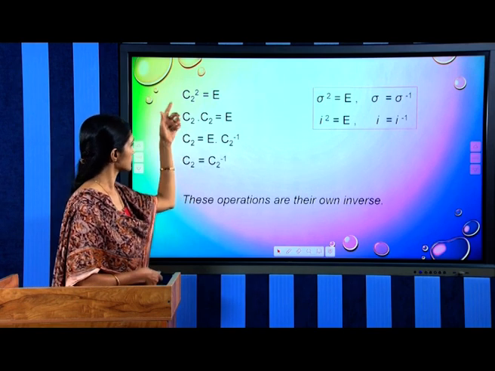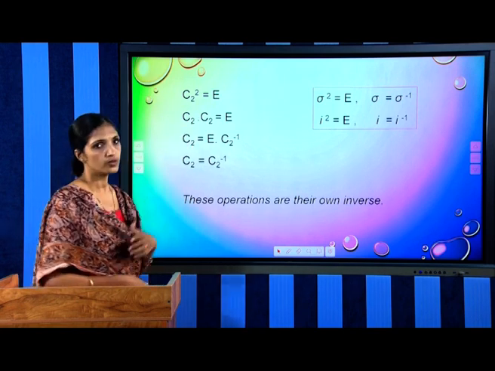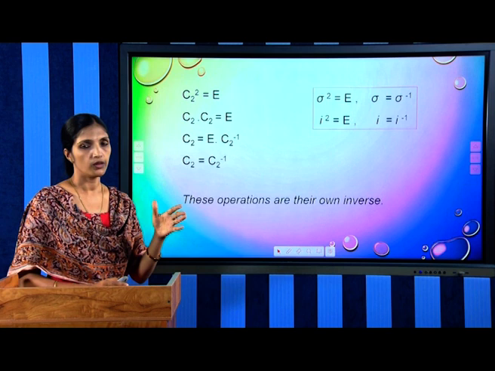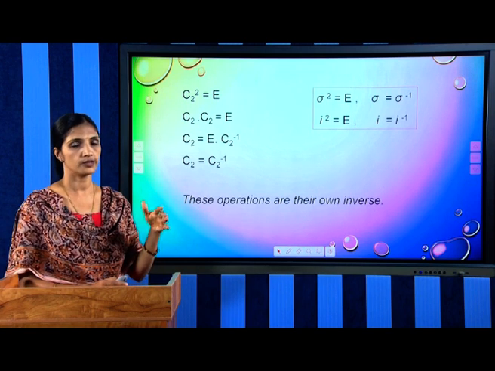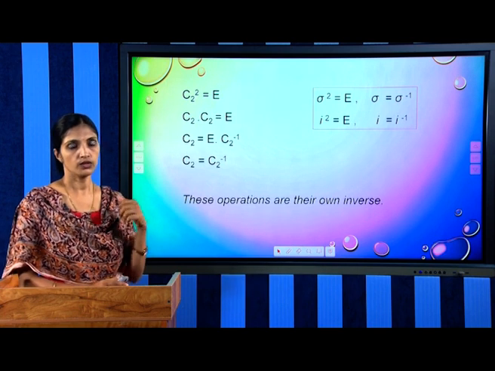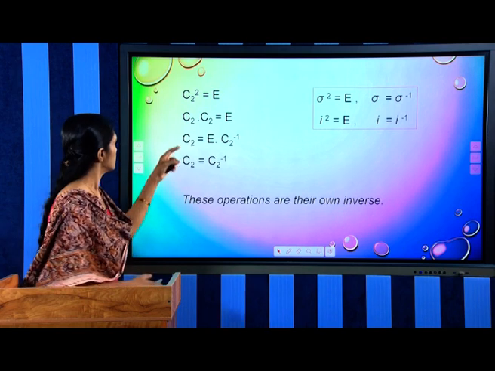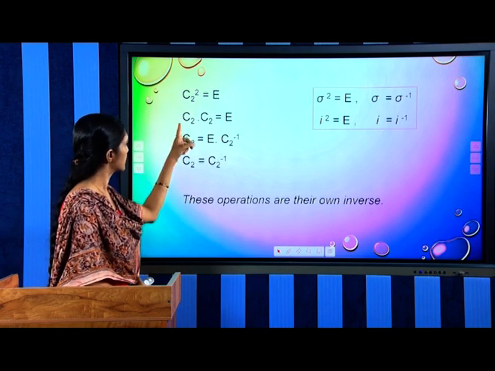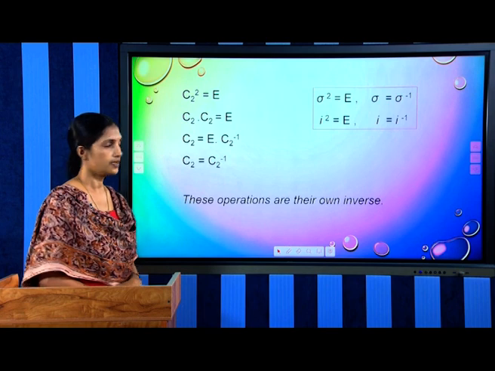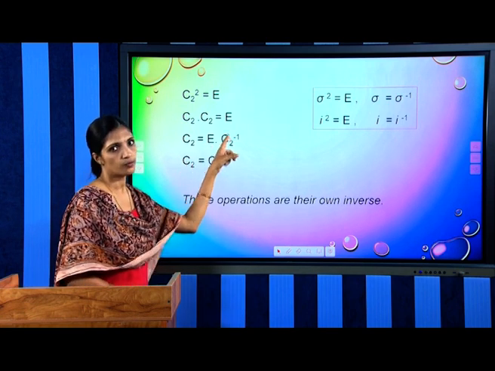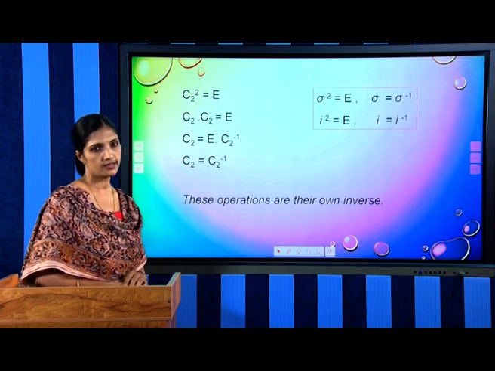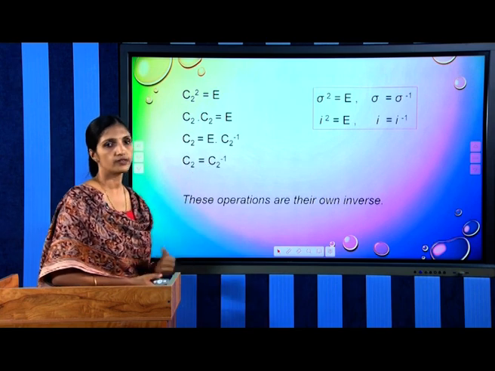So, let us check here. C2 square is equal to E, right. Once C2 is performed on a molecule and then again one more C2 is performed, then what the first C2 does to the molecule is exactly nullified by the second C2. So, we get identity. Okay. Here we can split these operations. C2 into C2 is equal to E, right. Now, this C2 goes to the other side. So, C2 is equal to E into C2 power minus 1 or C2 inverse. So, C2 is equal to C2 inverse. That means the operation is its own inverse.